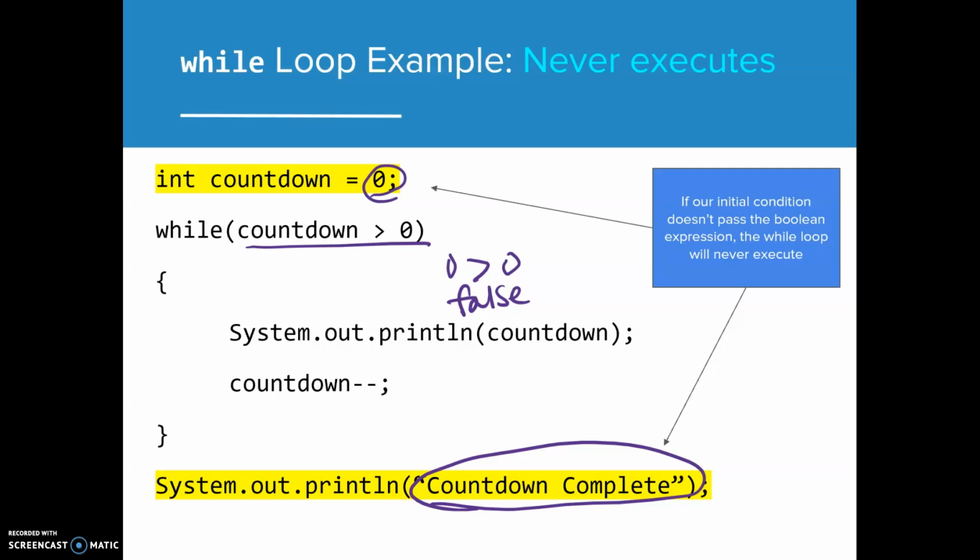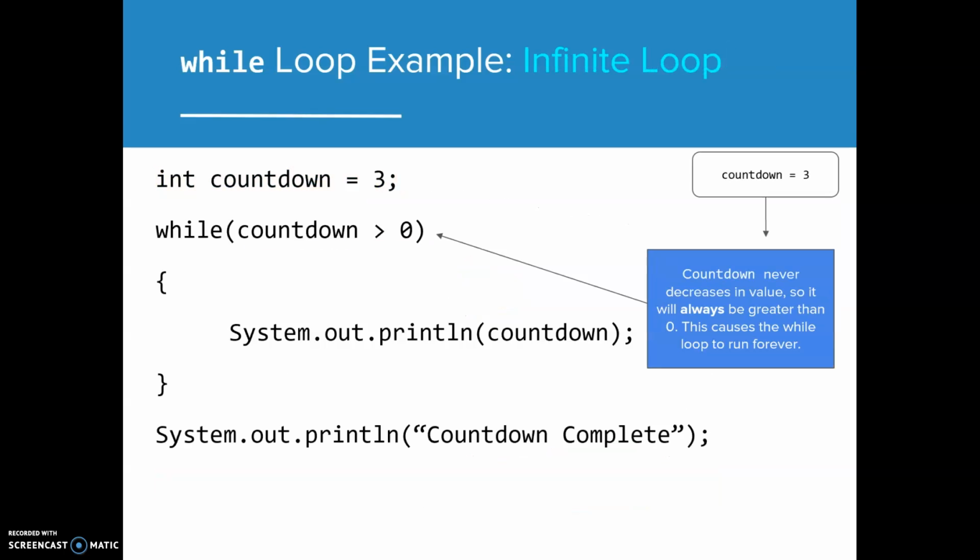Now another example that we definitely don't want to happen is an infinite loop. And an infinite loop happens when you don't allow any way for the loop to end. So here I say while countdown equals 3, and my condition is while countdown is greater than 0. Well, 3 is greater than 0. So I'm going to come in my loop and I'm going to print countdown. So I print 3. And then I come back up. Is 3 greater than 0? Yes. So I print 3. And I come back up. Is 3 greater than 0? Yes. So I print 3.